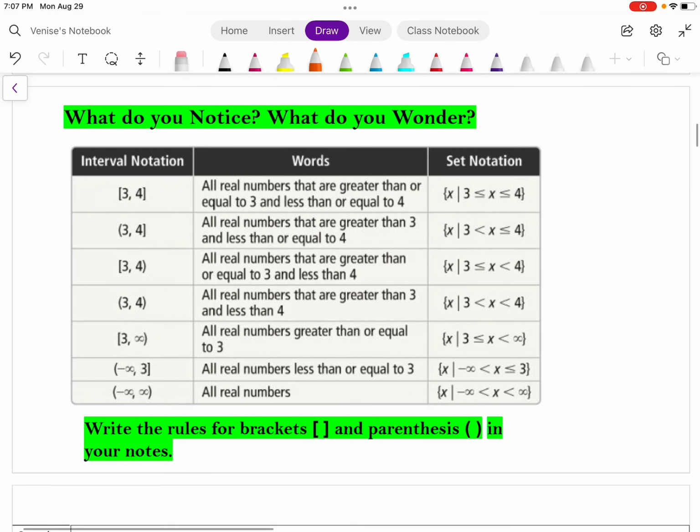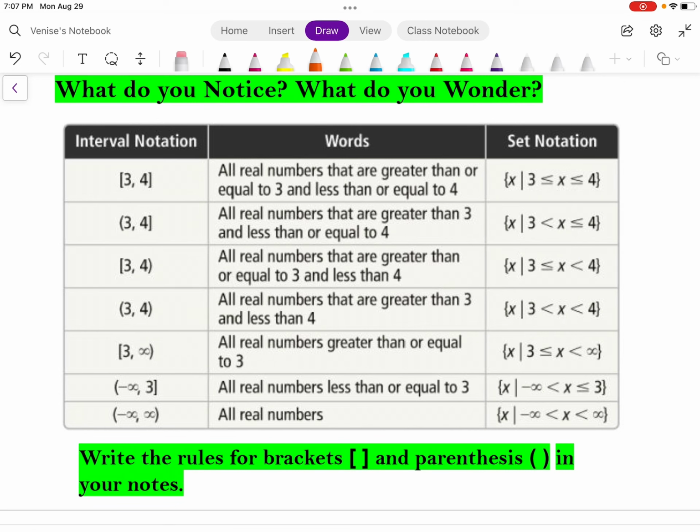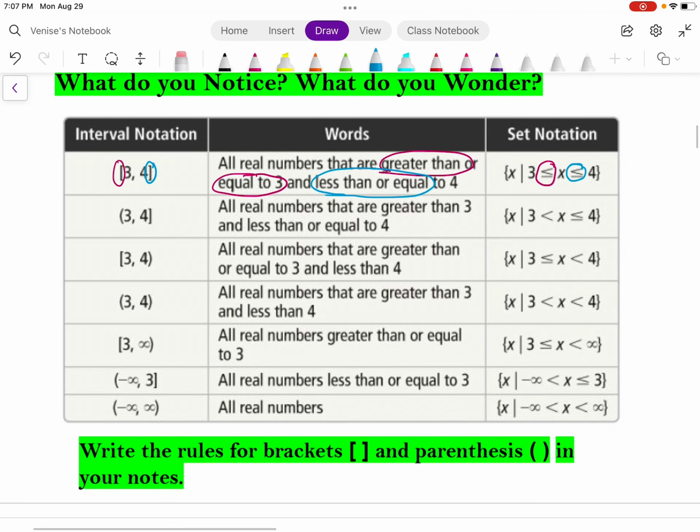Next one over here. So interval notation on the left side, we have brackets. This matches the less than or equal to sign. And it matches greater than or equal to 3. This bracket matches less than or equal to on the other side. And then let's look at the next one.